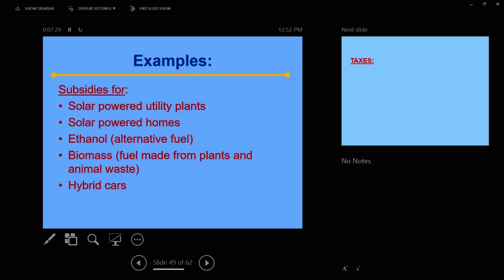There are subsidies for ethanol and alternative fuels, for biomass. If you aren't familiar with biomass, this is fuels that's made from plants and animal waste. And then there's also a subsidy for hybrid cars.